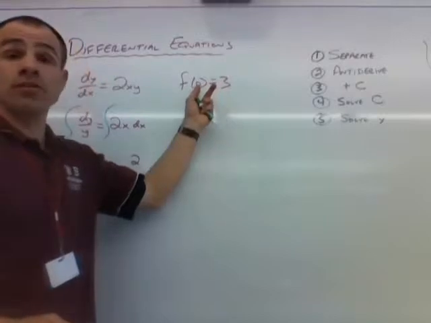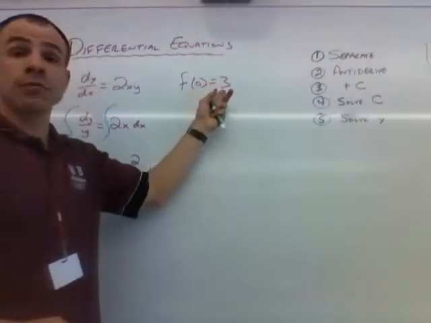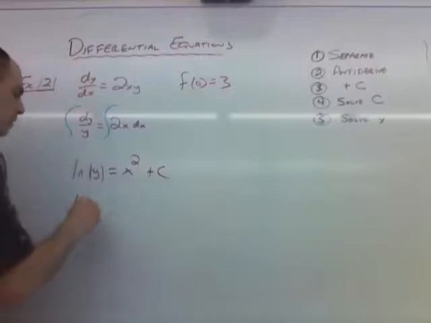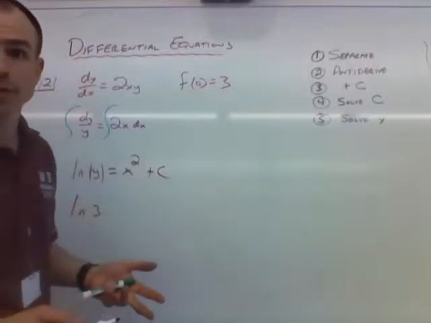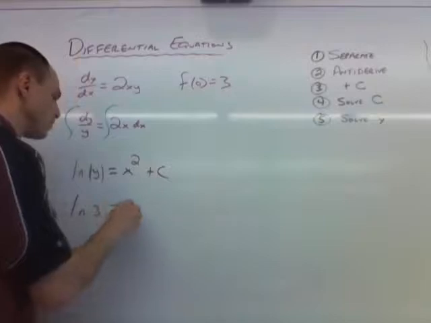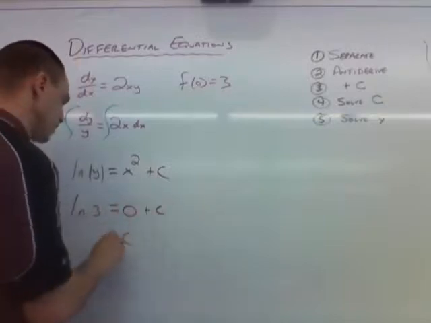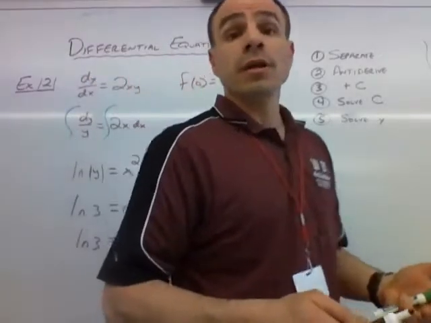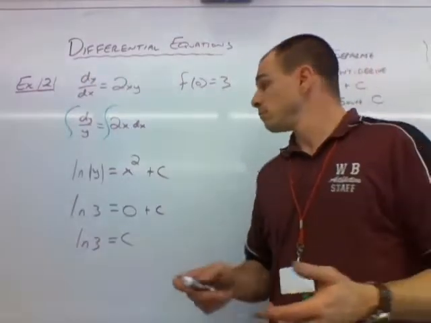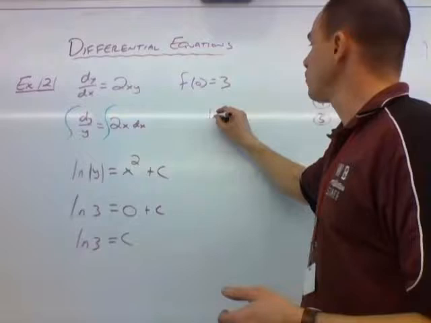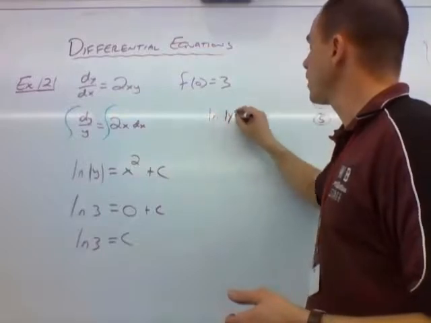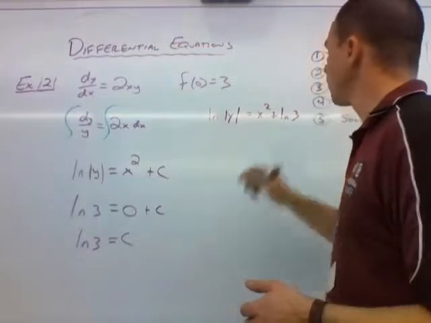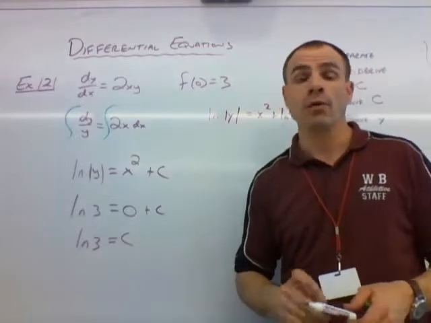Now let's figure out what c is equal to. We know that when we plug in 0 for x, we should plug in 3 for y. So we have the natural log of 3, and we don't need the absolute value symbols because we know that 3 is positive, is equal to 0 plus c. So c is the natural log of 3. Now that we have that, we have natural log of the absolute value of y is equal to x squared plus the natural log of 3.